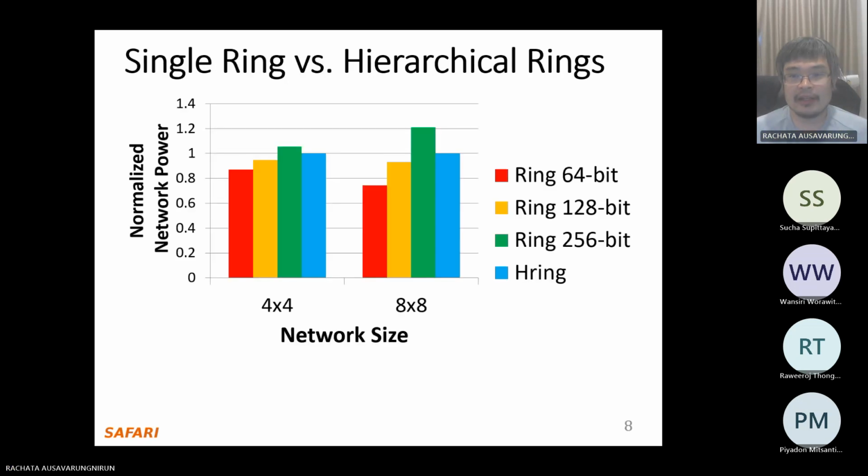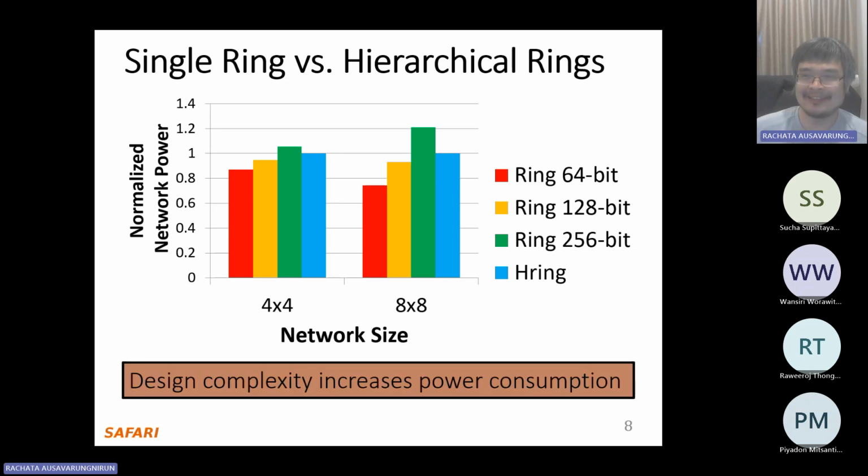Now, if you look at the power: the earlier plot showed performance, where higher is better. Over here, in terms of power, lower is better. You want to go as low as possible. The high performance ring consumes so much power, but even the hierarchical ring design also consumes power. If you use a buffered version of the hierarchical ring, it does consume power. Most of the time, it consumes more power than 64-bit or 128-bit links for the ring. That comes from the design complexity.